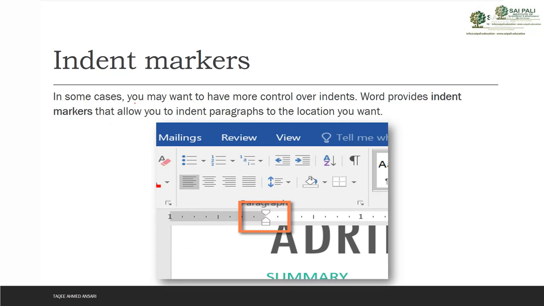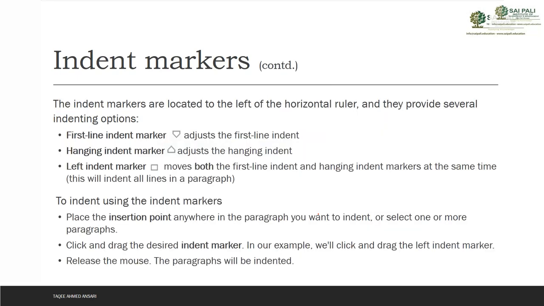In some cases you may want more control over indents, and Word provides indent markers that allow you to indent the paragraphs to the location you want. So sometimes we want more control over how much the line will indent. We can use these indent markers and manually move them according to our requirement.